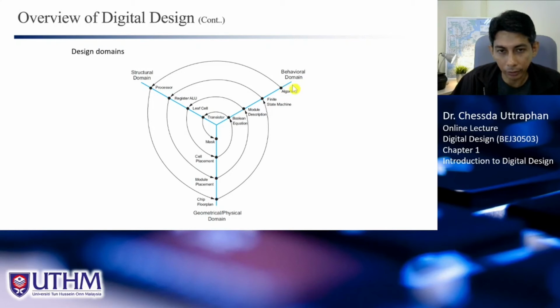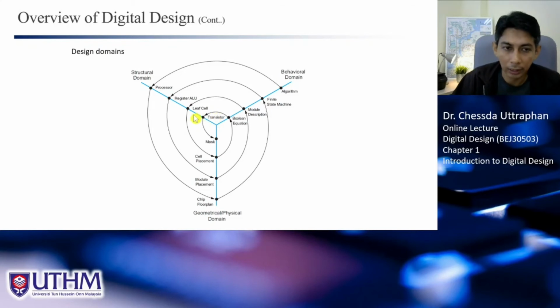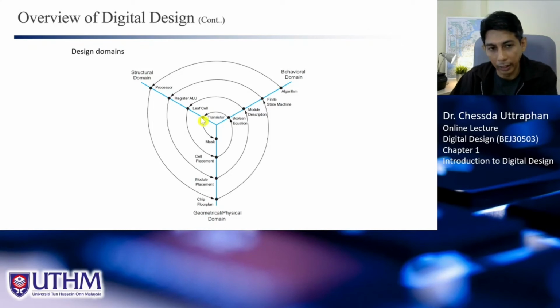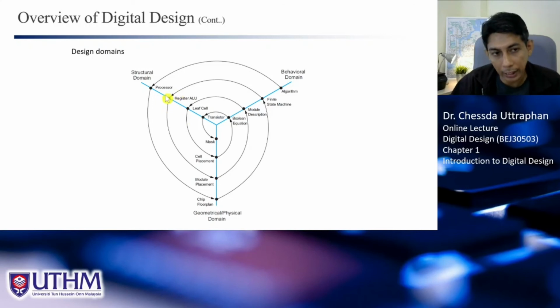represents behavior also. In the structural domain, we do not look at the behavior, but at the structure of the circuit. For example, how one transistor is connected to the next transistor and to the other transistor. That is structure. A leaf cell means a gate, for example gate A connected to gate B, connected to gate C, and you get the output. Higher than gate level is the register level, which we will see in chapter 5. And the highest level is the processor level, which we will look at in chapter 6.